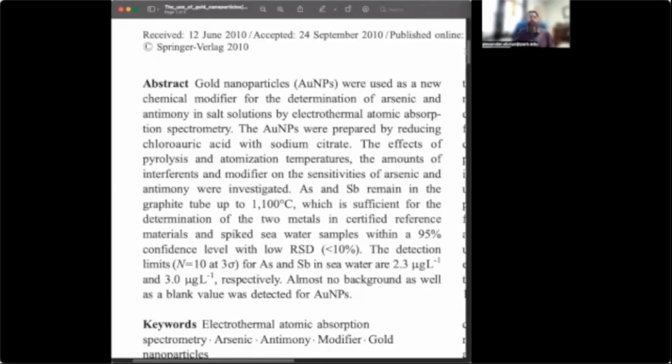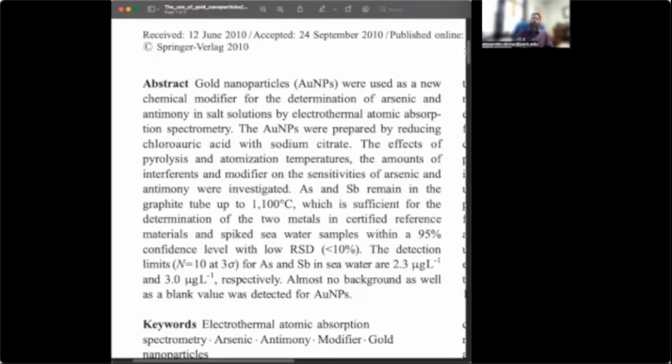What is the purpose? So gold nanoparticles were used as a new chemical modifier for the determination of arsenic and antimony in salt solutions. Okay, so right there, they've already introduced at the beginning of the abstract what they did that was different. The phrase "new chemical modifier" or "innovative," whenever you see those keywords, they are telling you what they did that was different than somebody else. Now, just because it's different may not be helpful, but that's what they did that was different.